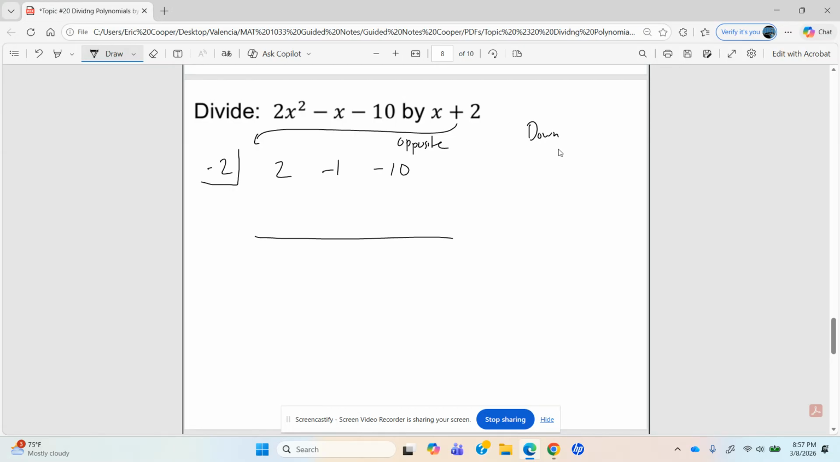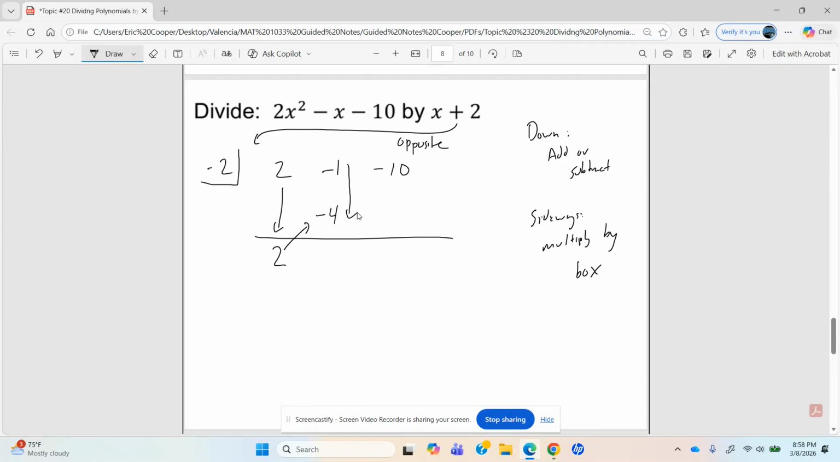If we move down, then we add or subtract. If we move sideways, then we multiply by what's in the box. So in this case, we would always multiply by -2. Now the first number we always have, we're going to just bring that down immediately. So we'll bring down the 2, and now we're going to go sideways, and so we're going to take this 2 and multiply it by -2, and we're going to get -4.